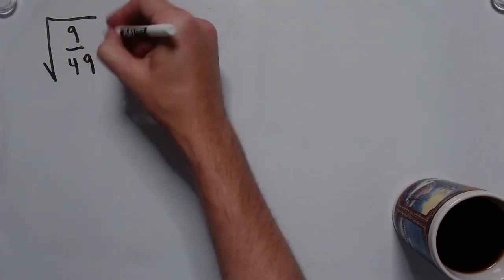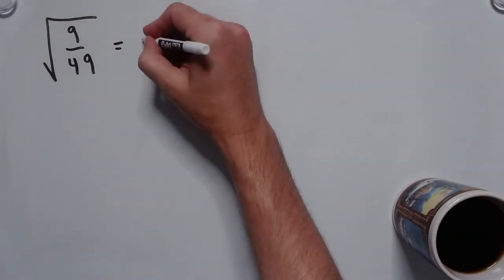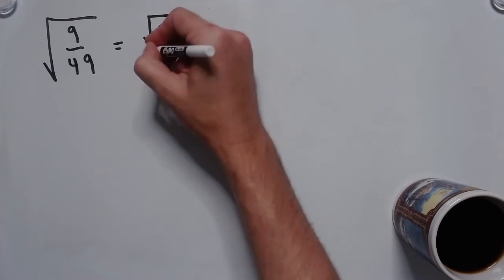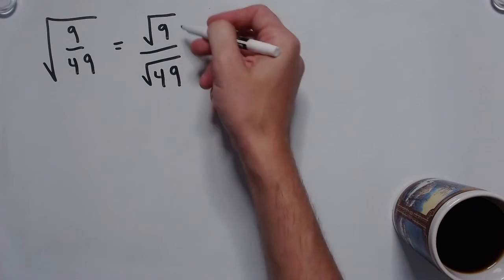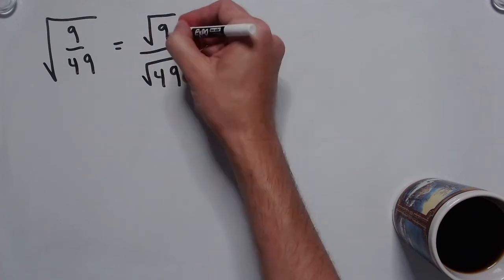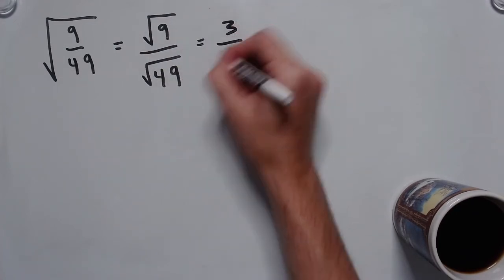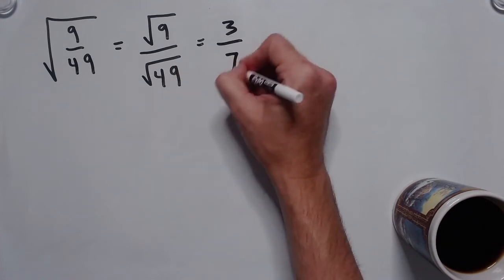So we know we can take this fraction and split it into two radical expressions. So now we're left with some happy perfect squares here. So root 9, that's 3, and root 49 is 7, and that's it.